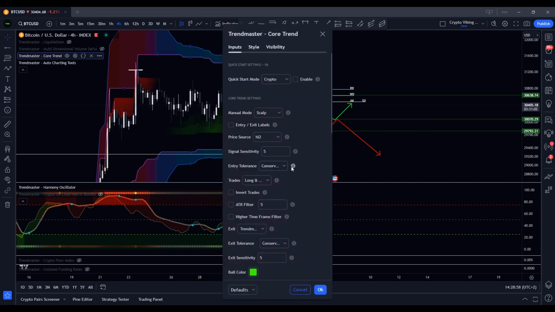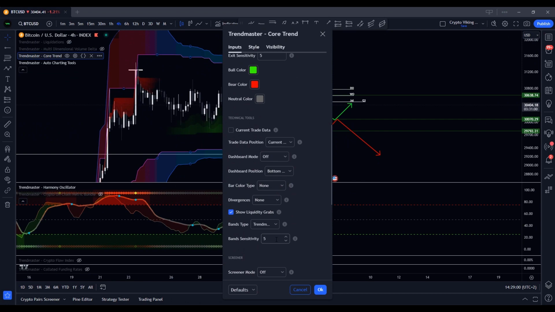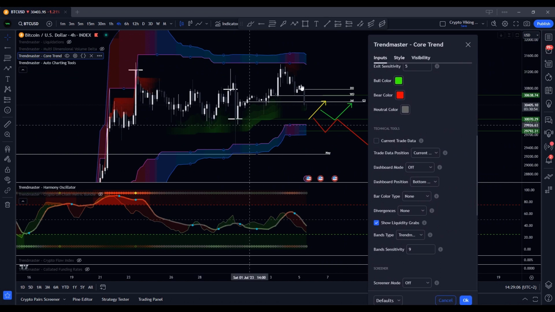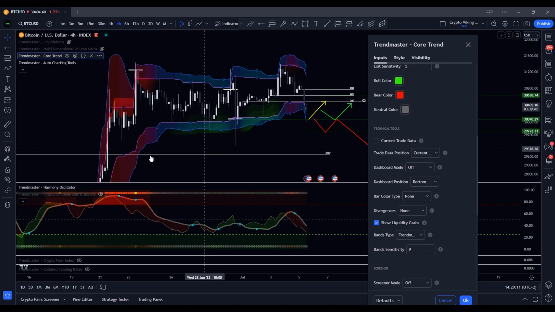So sensitivity for the bands? Yeah, it's the same as everything else. Increasing the sensitivity overall just increases the amount it fires, or the more quickly it moves. Yes, it gets more tight. It gets way more tight. And then if you open it up, it gets a lot more loose. So on a higher time frame, you might want to try tightening them up, and then on the lower time frame, you might want to loosen them up a little bit.